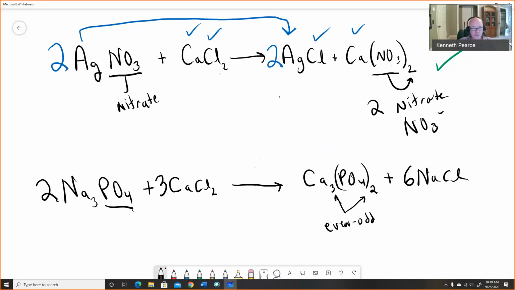If you run across an equation where you just can't figure it out, there are apps on the internet where you can enter the equation and it will balance it for you. You can use that to check your work. So there you go. That's how you balance equations.